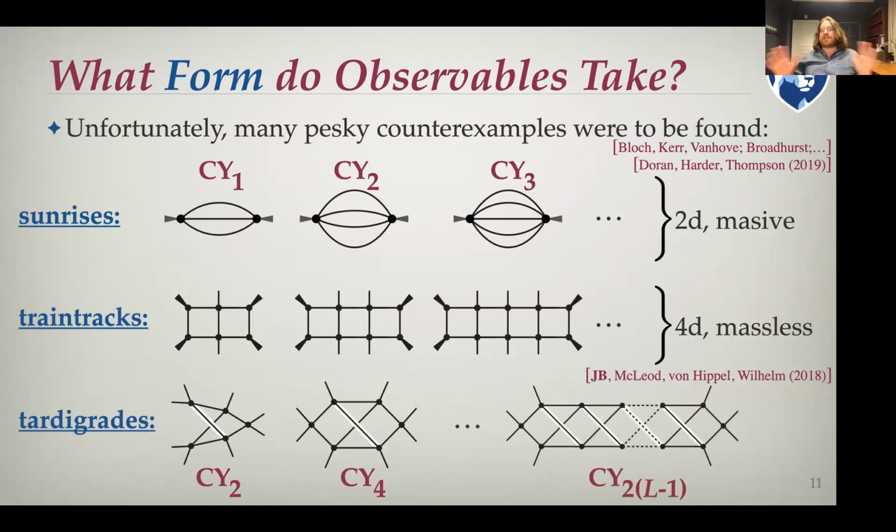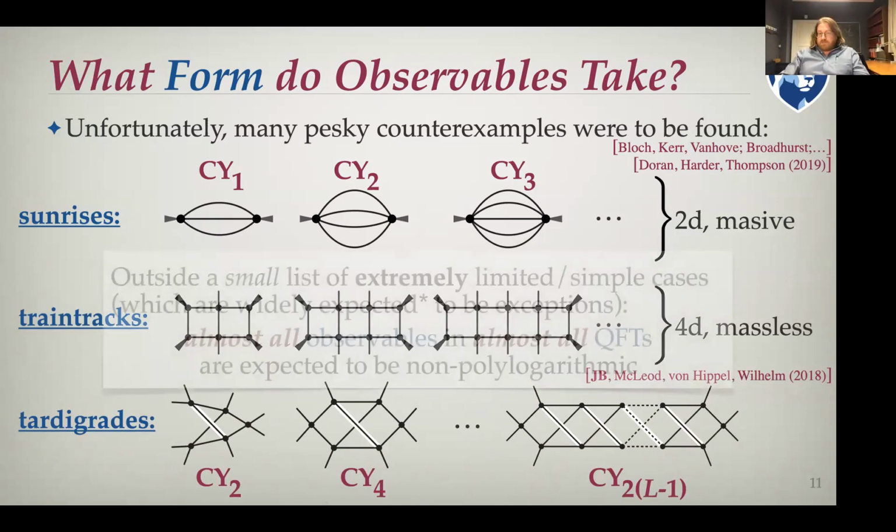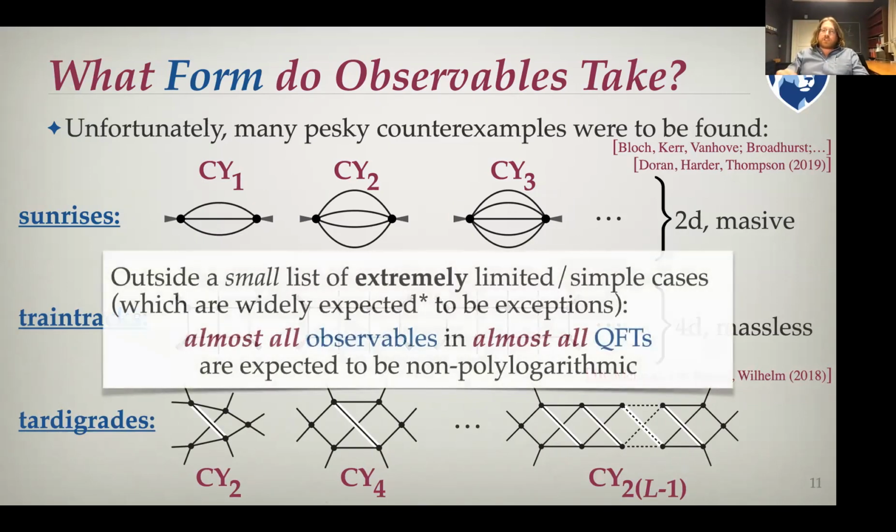In fact, you can easily find things at arbitrary loop order, fixed multiplicity, that are pieces that cannot be represented in terms of polylogs. And today, I think it's widely understood that outside of a small list of extremely limited, very simple classes of observables and very special quantum field theories, it's basically true to say that almost all observables and almost all QFTs are expected to be non-polylogarithmic.